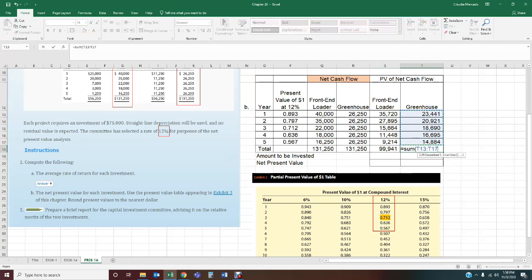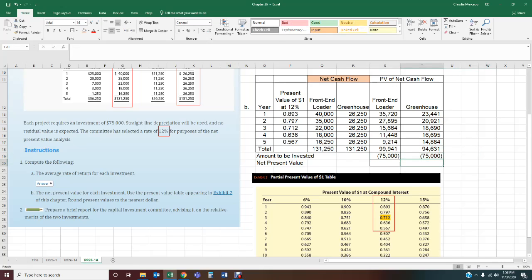That way we can get our total present value of the net cash flow. Now, that is the present value of my future cash flows years 1 through 5. Okay. The total right here. One gives me 99,941. The other one gives me 94,631. Now, I need to deduct the amount that I invested into these projects. Okay. My investment into each of the projects is 75,000. So I need to deduct those 75,000 from each of the projects.